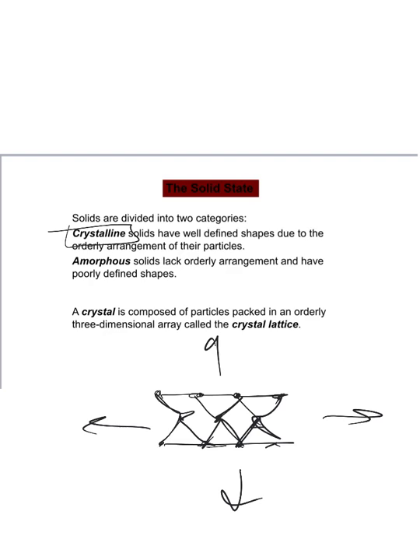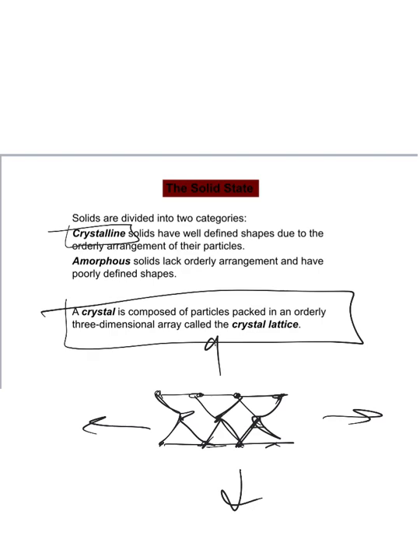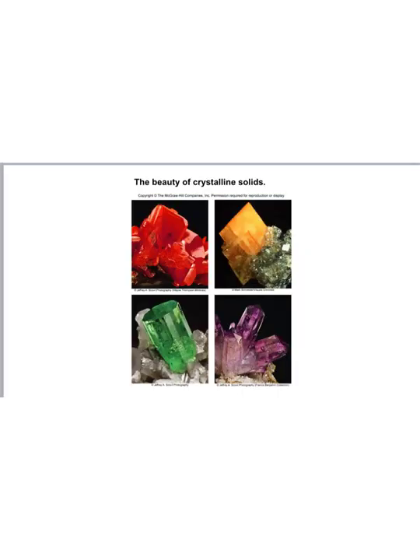The entire three-dimensional array is called a lattice. Things are amorphous if they don't have that long distance arrangement. The classic things that are solids in our world that are amorphous are glass and plastic. You don't have a regular arrangement of things.